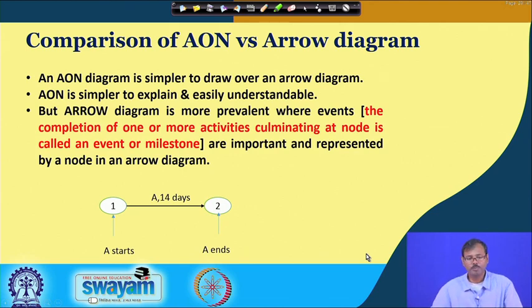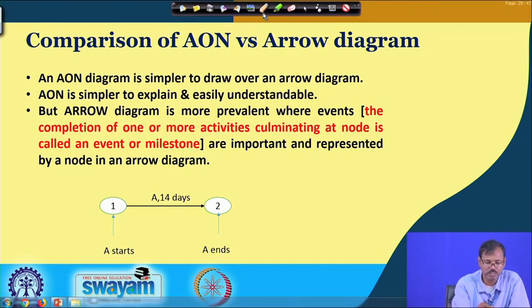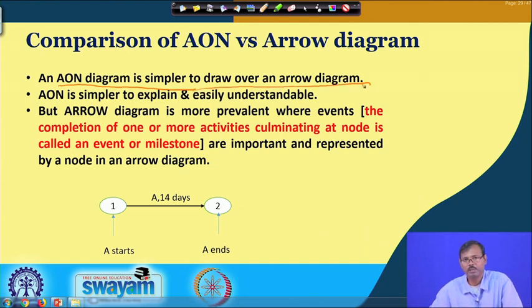So, now let us compare the activity on node diagram and the arrow diagram. This comparison is very interesting. You can see the AON diagram is simpler and has some advantage during construction over the arrow diagram, and it is easy for a new person also.